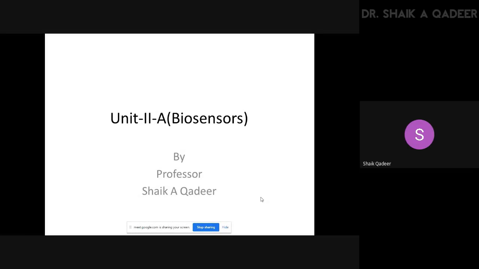The title is Biosensors. This is taken from the textbook, the handbook, which is there on your portal. So the title of the Unit 2 subchapter is Biosensors. Basically, it is used to measure biologically related parameters.